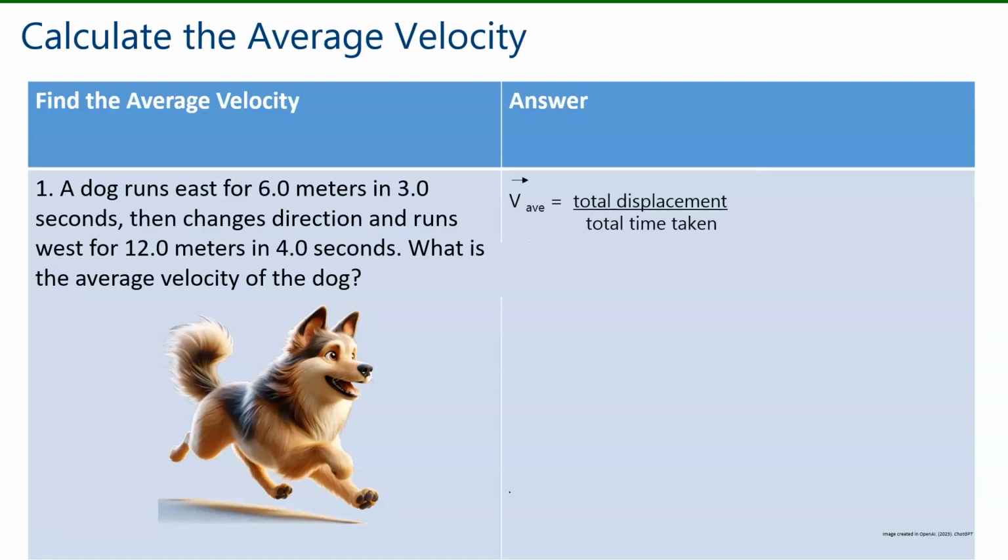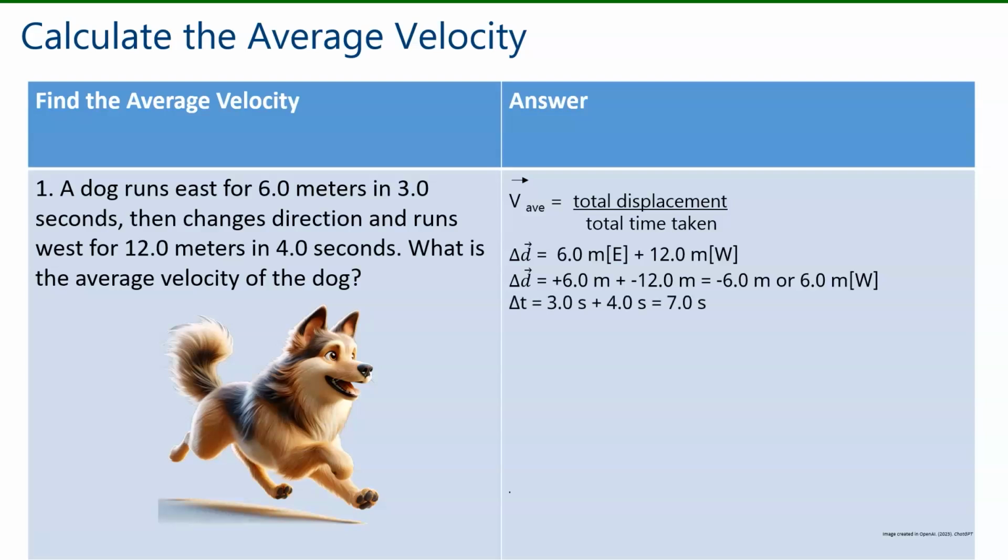The formula for average velocity is total displacement divided by total time taken. So the first thing you need to do is figure out the total displacement. So we have 6 meters east plus 12 meters west. Remember, when we're adding up our displacements, we're going to change from the letter value to putting in positive and negative signs. East is positive and west is negative. So when we add those together, we get negative 6.0 meters, or 6.0 meters west is our total displacement.